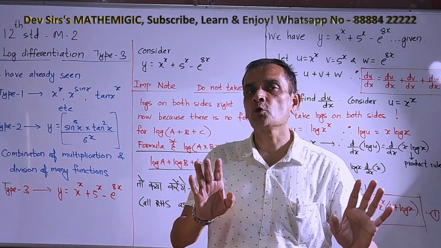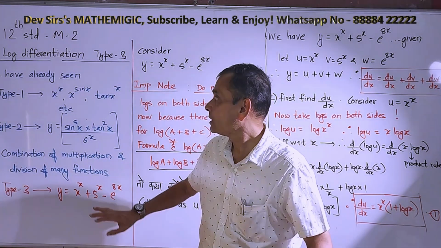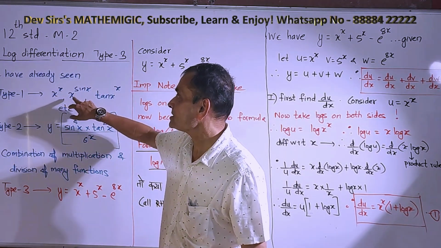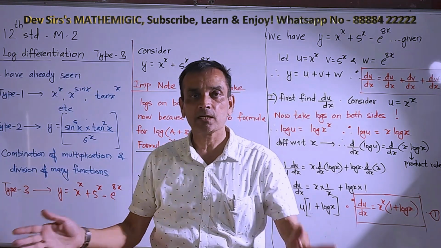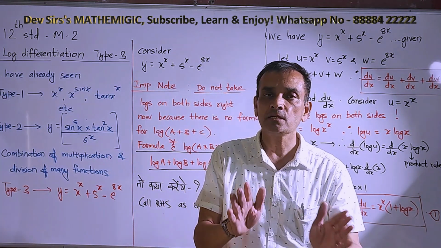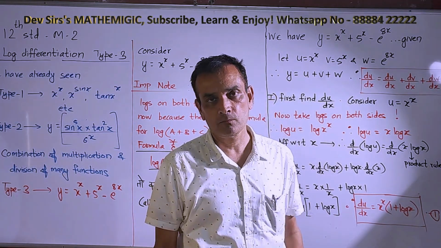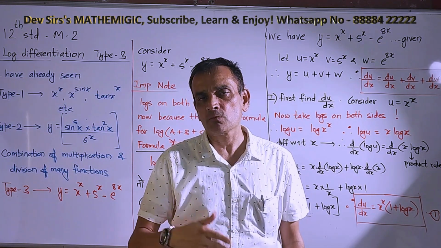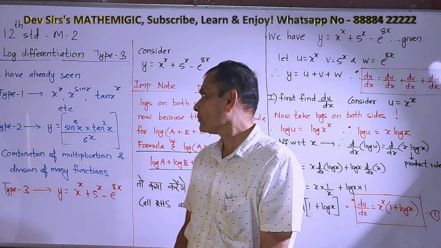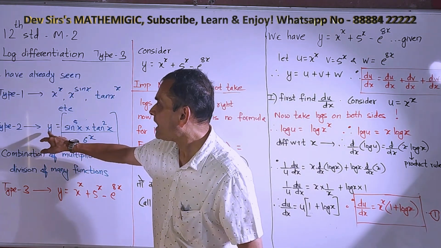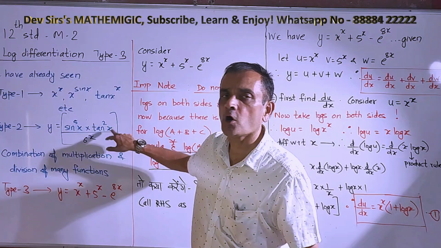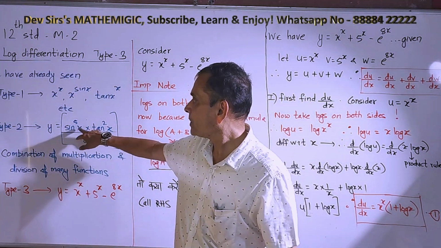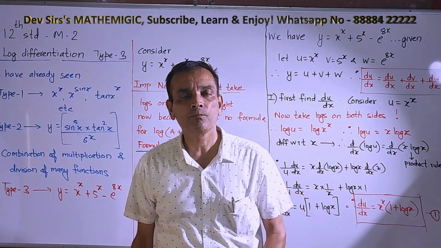लॉग डिफरेंशिएशन के दो टाइप सीख लिए हम लोग. टाइप 1 डे बिफोर, y is equal to x raised to x, x raised to sin x, tan x raised to x. Take logs on both sides, use only one rule of log. Today morning we saw, or some of you are seeing right now, y is equal to combination of multiplication and division of many functions. ऊपर multiplication है, नीचे division है.